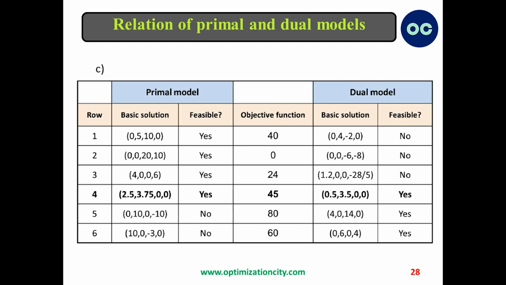Here is a list of corner point or basic solutions for both primal and dual models. It's evident that only one row is feasible. This is the fourth row, where the primal model and the dual model are both feasible. This is the optimal solution for both problems, which is common with the last section.